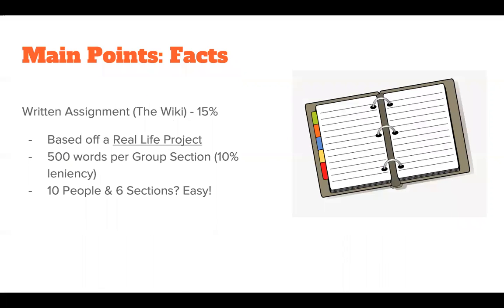From my understanding, your group would have picked a project to undertake based on a list that Samad has provided you. The wiki consists of 6 group sections along with individual sections. Each section has a maximum word count of 500 words per section, with a 10% leniency to go above if needed. With 10 people per group, that's a mere 300 words each, which is super simple.